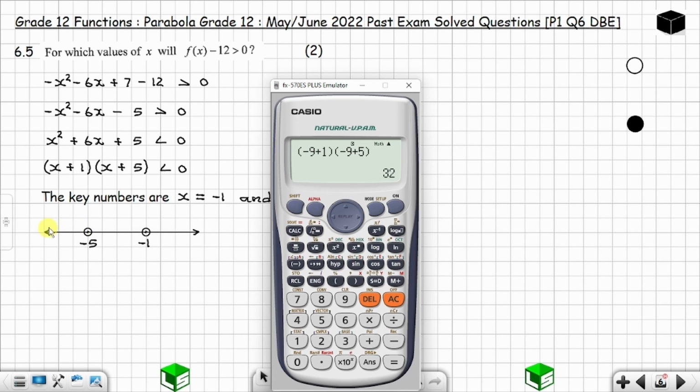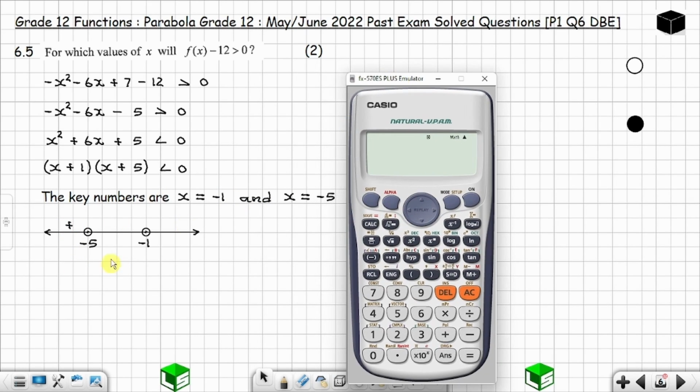So if you use any number before -5, you are going to have a positive answer. Any number that you can use before -5 will give you a positive answer. You can see I have 32, which is a positive answer. So before -5, I have positive. Let me clean this.